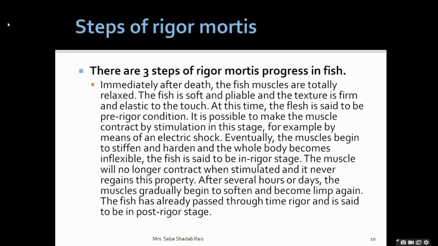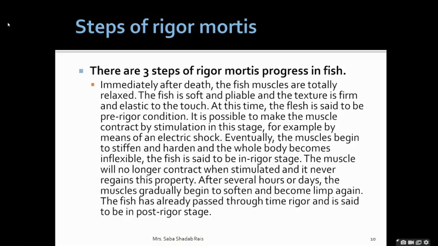One is the pre-rigor condition. At that time, no bodily changes have happened to the fish. It is just like fresh, or you can say life condition. Muscle can contract a little bit by electrical shock. Then in the rigor stage, we have learned that the body is hard and stiff. Then post-rigor, this is the stage which is close to the autolysis.